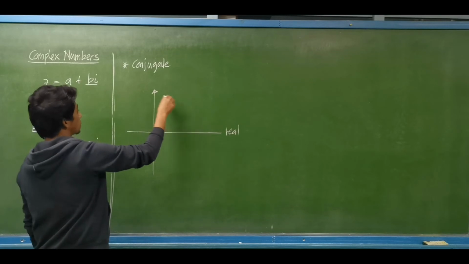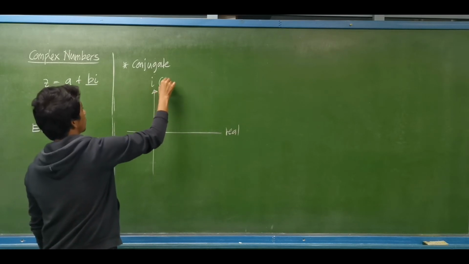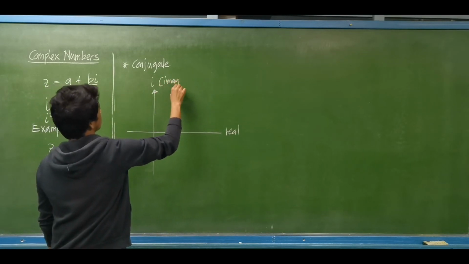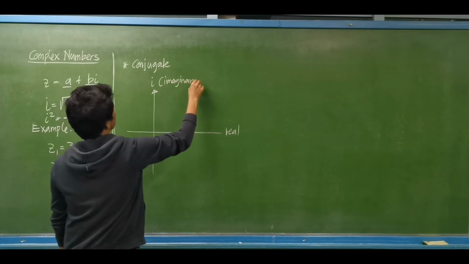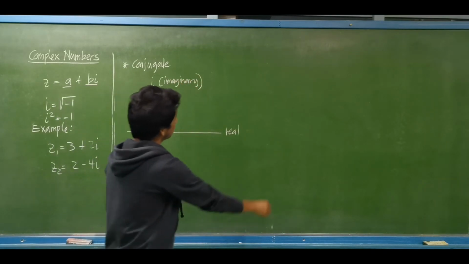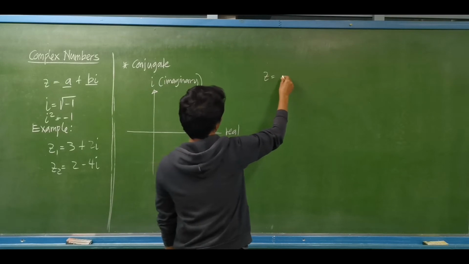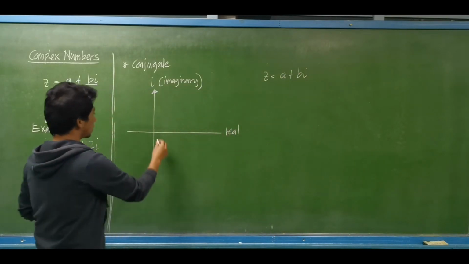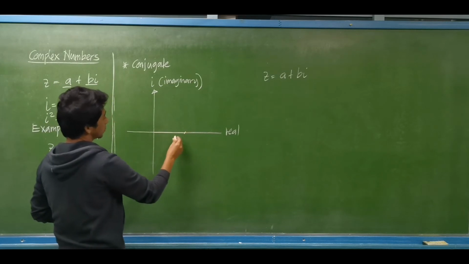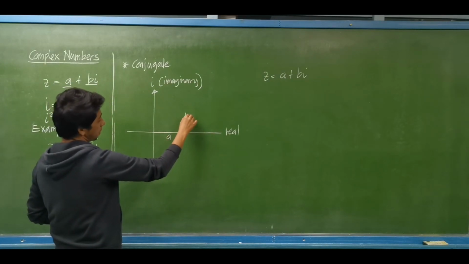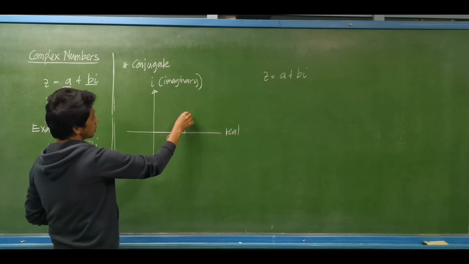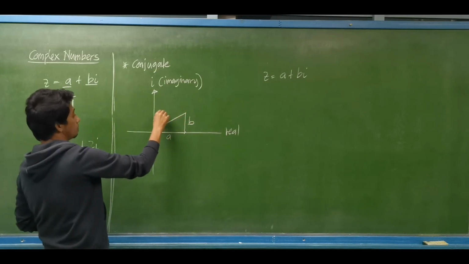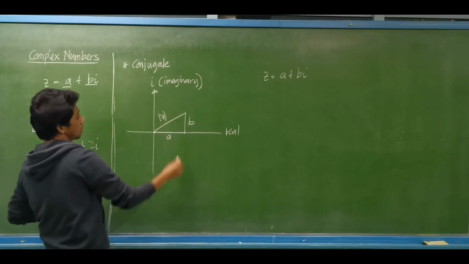Then our vertical axis, this is the imaginary part. So for example, we have the complex number z equal to a plus bi. If you are to plot that, we have the real part, that is a. We have the imaginary part, let's say b. And then this line segment is the absolute value of z.